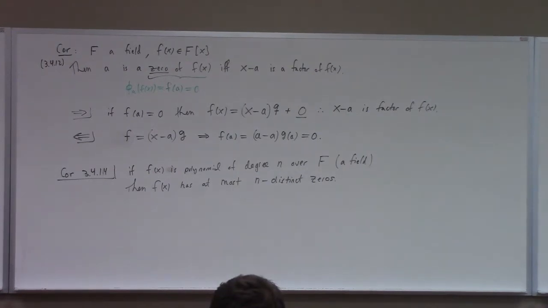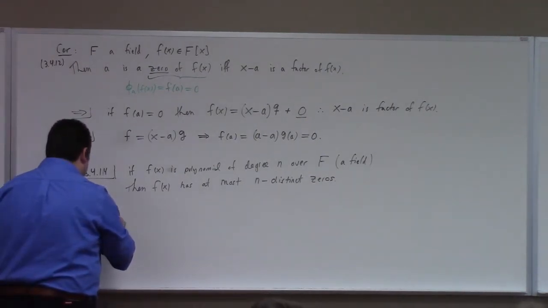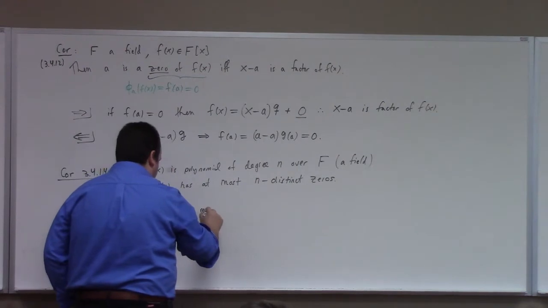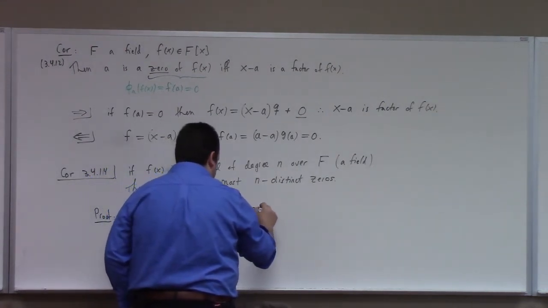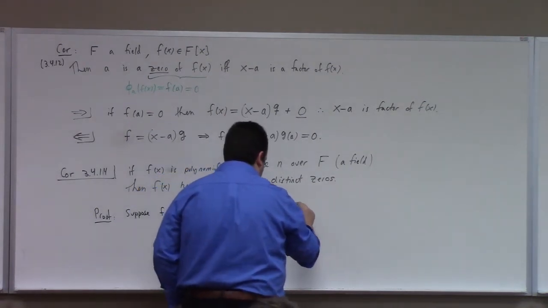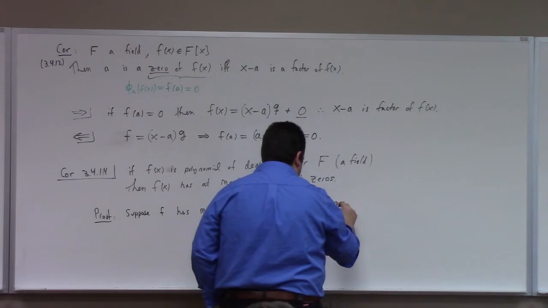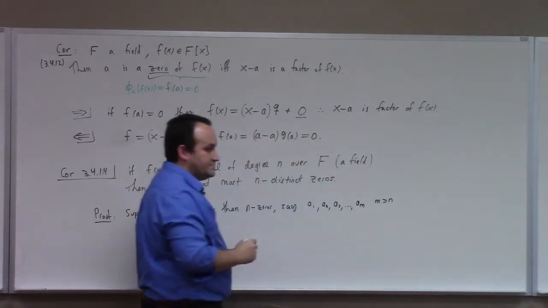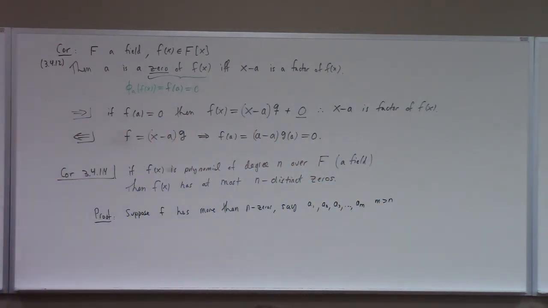So I have a constructive proof in the notes, but I'm going to give you a proof by contradiction here because I think it's easier. And here's the proof. Suppose otherwise. It's pretty easy, right? Suppose f has more than n zeros. Say a1, a2, a3, dot dot dot, am, where m is greater than n, right? Then all you do is apply the corollary 3.4.12 m times, right? I repeatedly apply the previous corollary. What's that give me?